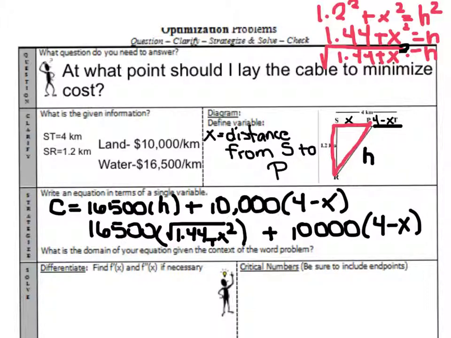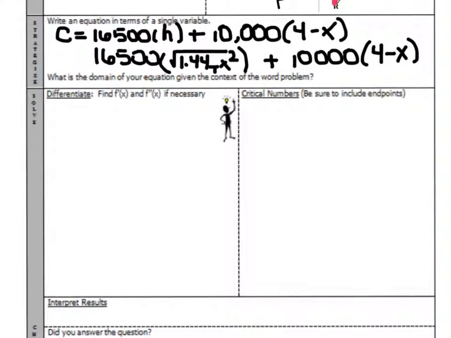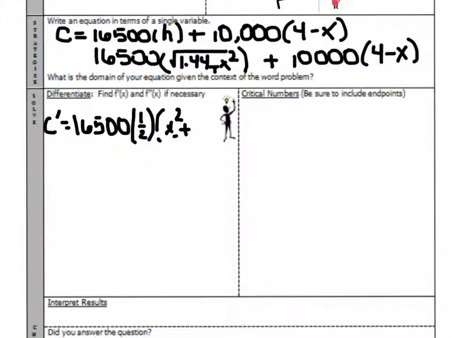So now that we've done that, we have to take the derivative of this, of course. Okay, so scrolling down here, now let's find the derivative. The derivative of cost will be equal to 16,500, and then we're going to bring the 1/2 in front, and then it will be the quantity inside, which is x squared plus 1.44, raised to the negative 1/2, and then times the derivative inside, which would be 2x.